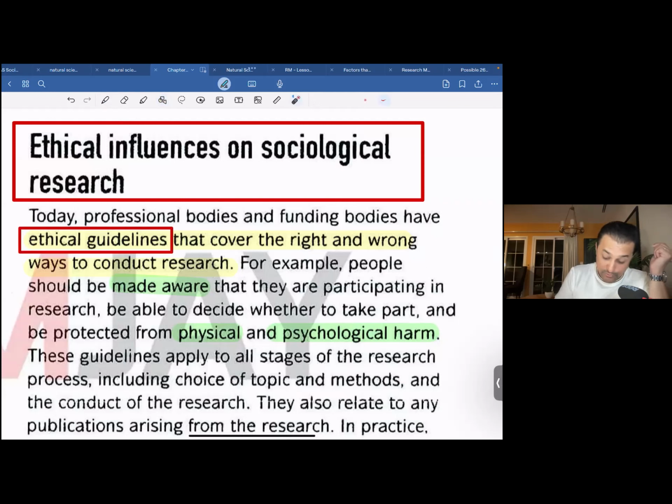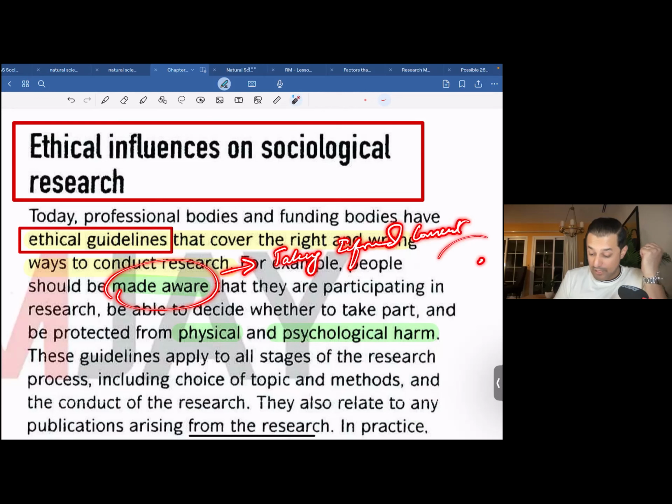that are expected to be followed by researchers while conducting research, right? Those guidelines very explicitly allow certain things or certain ways through which data could be collected, and researchers are advised to refrain from others. So today, professional bodies and funding bodies have ethical guidelines that cover the right and wrong ways to conduct research. For example, people should be made aware. We're talking about taking informed consent. So the people you want to conduct research on should know the nature of the research, the process of the research, and the purpose of your research, right?